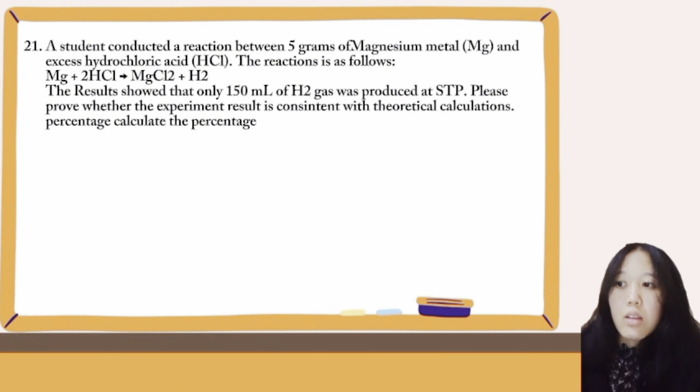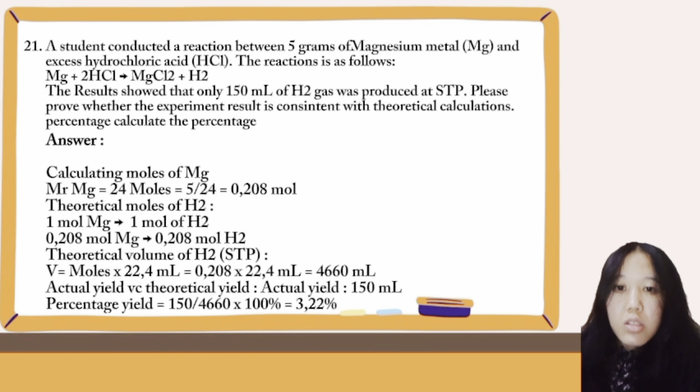Okay, let's discuss it. The first step, calculating moles of Mg. Relative mass of Mg is equal to 24. Moles is equal to 5 divided by 24, which is equal to 0.208 mole. Furthermore, the theoretical moles of H2. Since 1 mole Mg equals 1 mole H2, where Mg is 0.208 mole, the H2 is 0.208 mole.